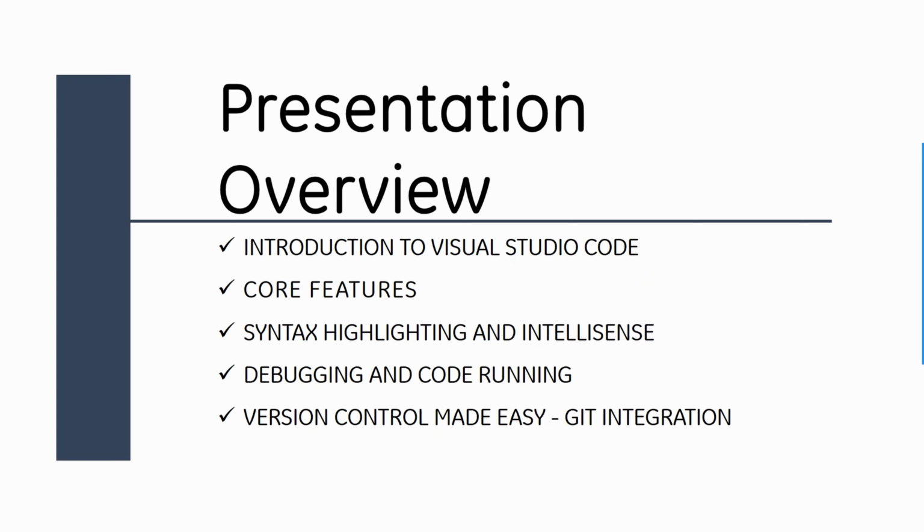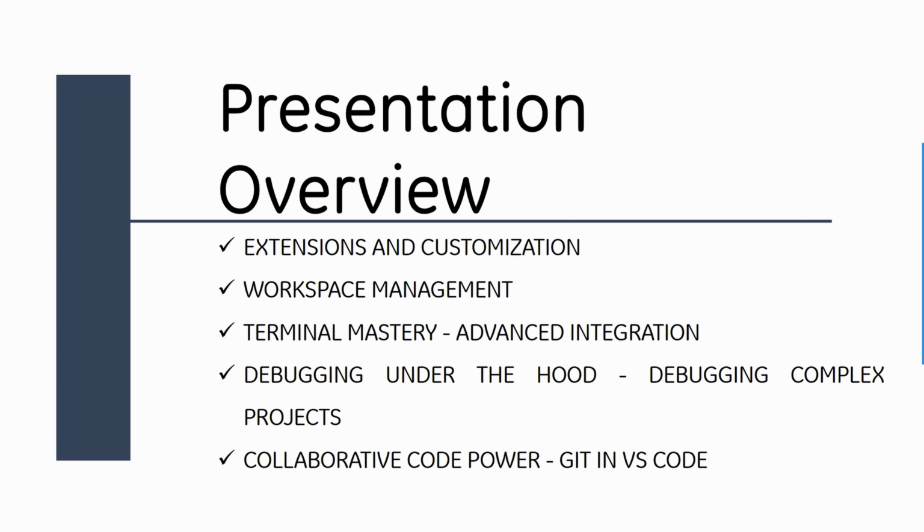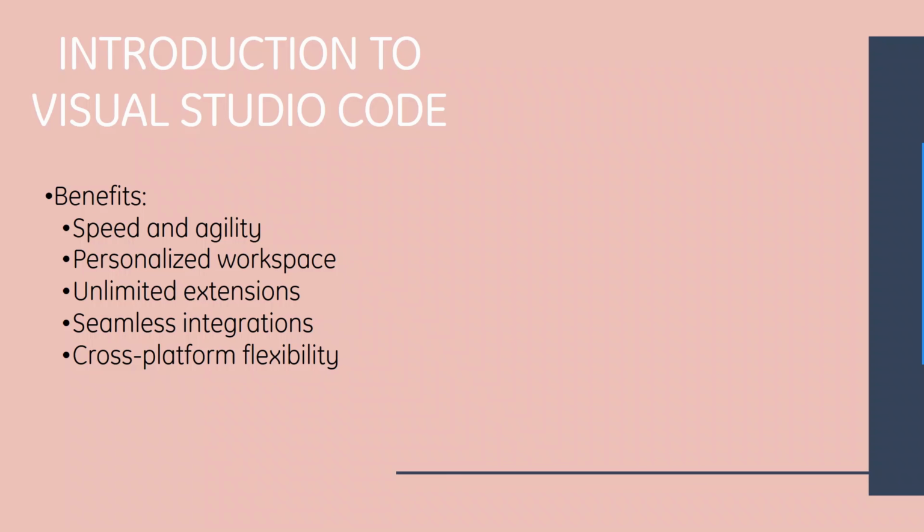So firstly, we have introduction to Visual Studio Code, core features, syntax highlighting and IntelliSense, debugging and code running. We have version control made easy with Git integration. Then we have extensions and customization, workspace management, terminal mastery, which is advanced integration, debugging under the hood, debugging complex projects, and we have collaborative code power, which is Git in VS Code.